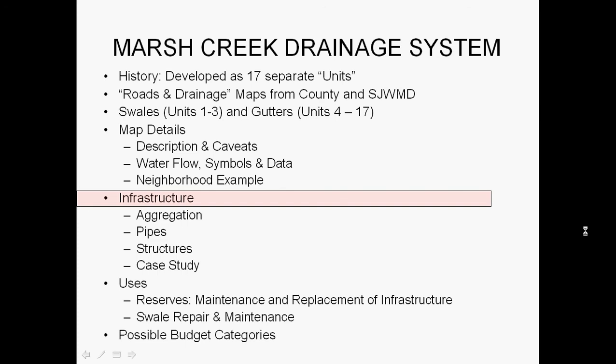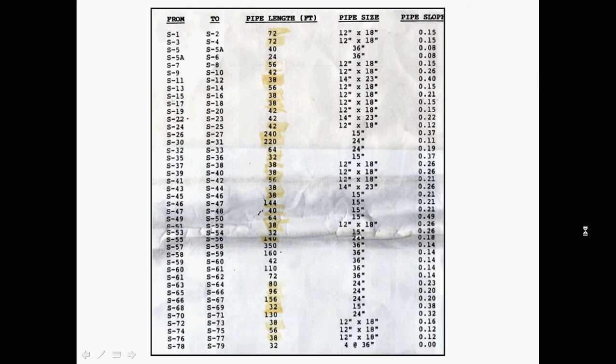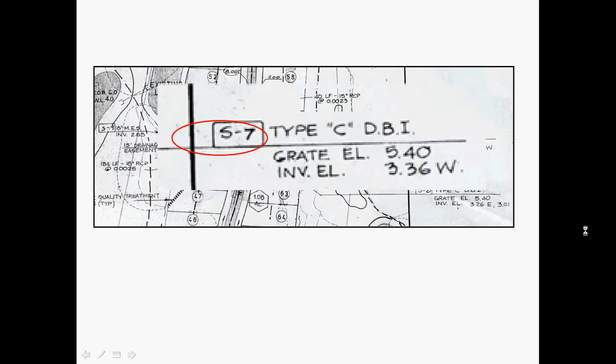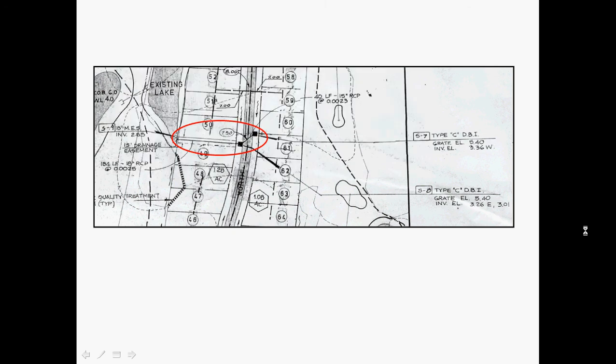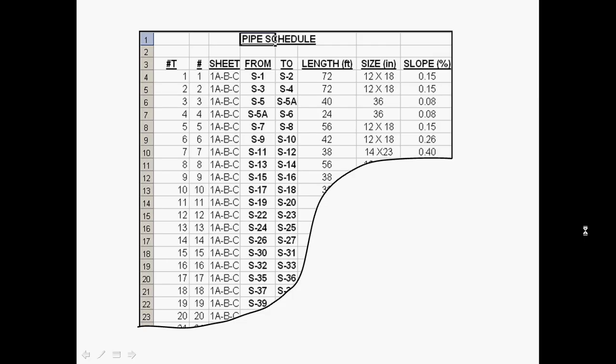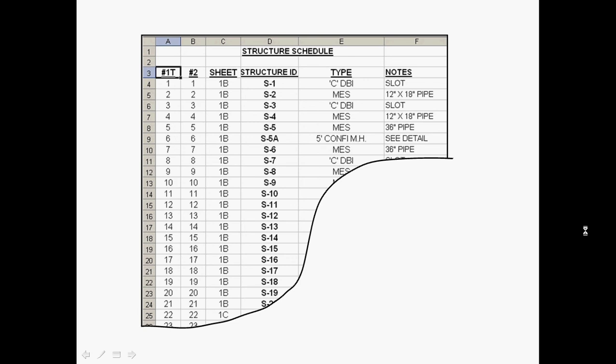Let's look at the infrastructure and the assets that are actually indicated on the maps. Some of the maps have a schedule, so you can just translate the schedule onto a spreadsheet of some kind. Some of them you actually have to dig it out from the map. But ultimately you end up with a spreadsheet which lists the pipes as well as the structures.